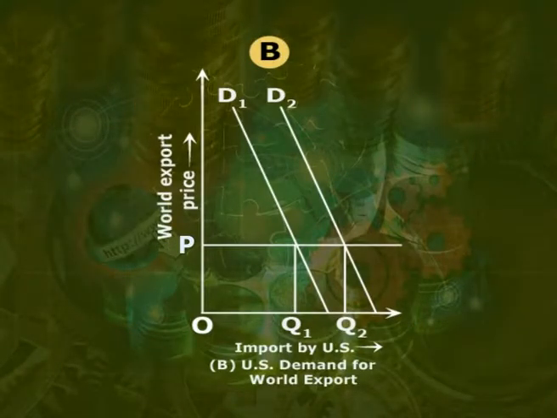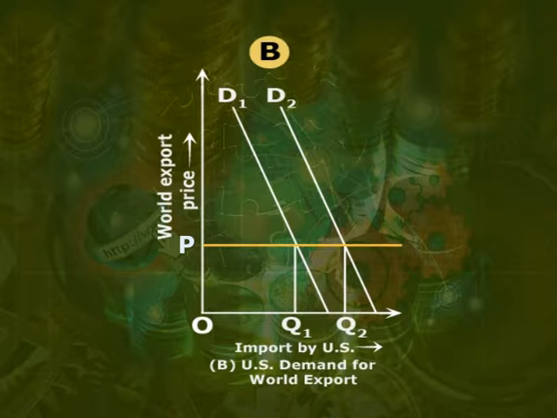In figure B, the demand curves are drawn so as to have a price elasticity of less than unity, on the assumption that the United States does not find close substitutes for those goods and services offered by the rest of the world. It is also assumed that world export prices remain unchanged, no inflation abroad.